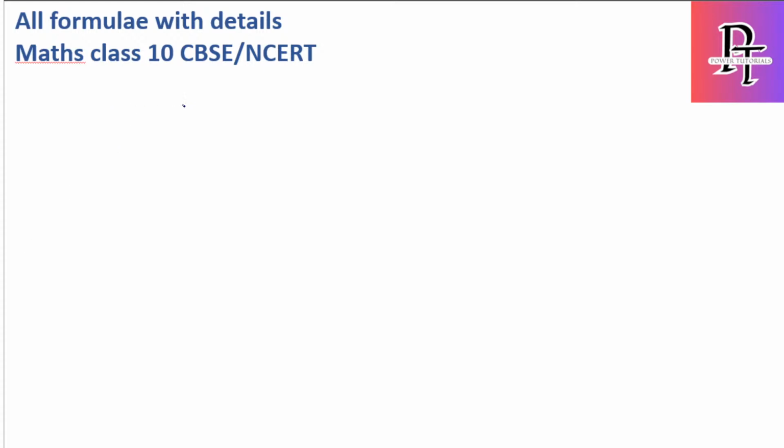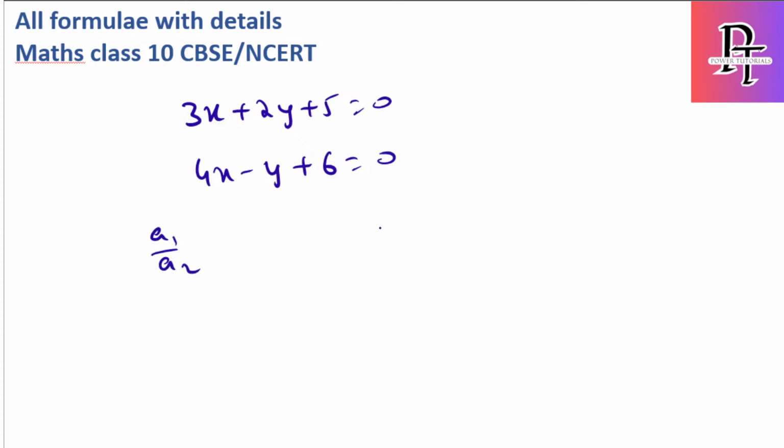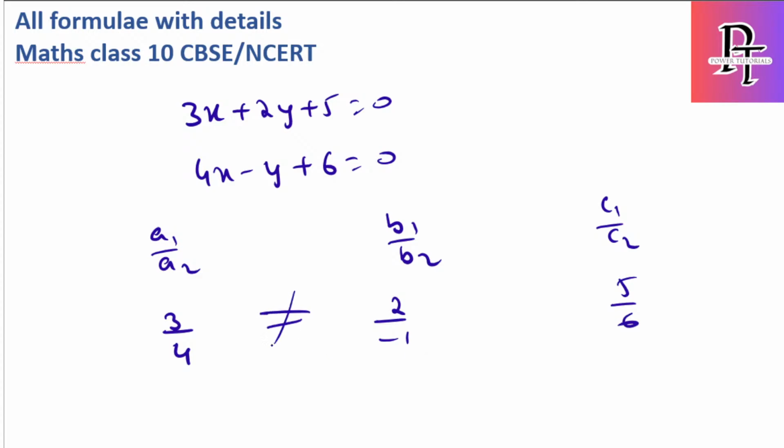So let's see, I have an equation like this: 3x plus 2y plus 5 is equal to 0 is the first equation, and 4x minus y plus 6 is equal to 0. Suppose I have the second equation. So let's see what is a1 by a2, b1 by b2, c1 by c2. a1 by a2 is 3 by 4, b1 by b2 is 2 by minus 1, c1 by c2 is 5 by 6. So if I notice, a1 by a2 itself is not equal to b1 by b2, so these two lines are intersecting.